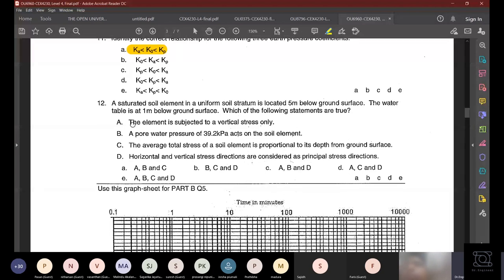A pore pressure of 39.2 kilopascal acts on the element. Yeah, 4 meters of water times 9.81. So it is correct, 39.2. The average total stress on the soil element is proportional to its depth. Yes, when the depth increases, the total stress obviously increases. So C is also correct. Horizontal and vertical stress directions are considered as principal stresses. Yes, that is also correct. So B, C and D are correct. So the answer is option D. Right.